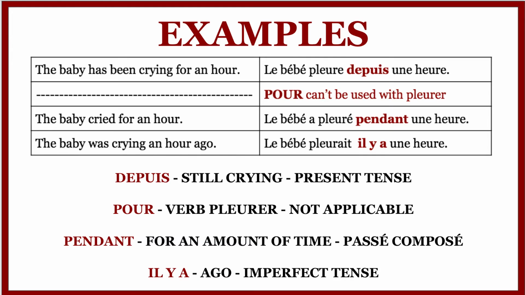The baby has been crying for an hour. The baby is still crying, present tense. Le bébé pleure depuis 1 heure. Pour can't be used with pleurer. The baby cried, completed action, passé composé. Le bébé a pleuré pendant 1 heure. And the baby was crying an hour ago, was crying, so now I'm using the imperfect tense. Le bébé pleurait il y a 1 heure.